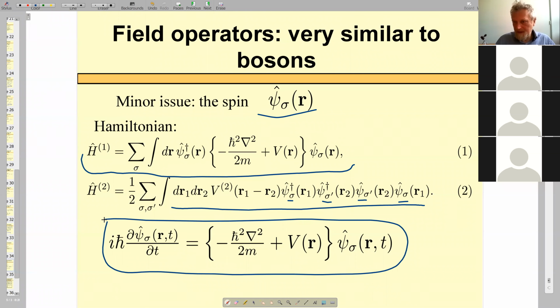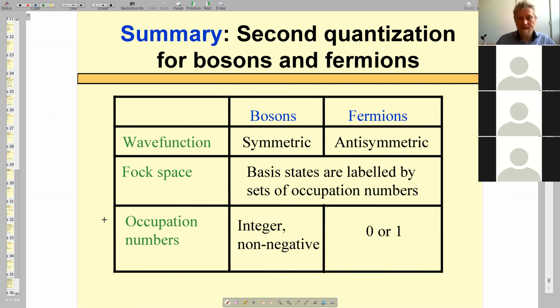So it's a summary of the last two lectures. Let's go for that. I have rows and two columns, for bosons and fermions. First of all, the wave function of basis states. They must be symmetric for bosonic particles. They must be antisymmetric for fermion particles.